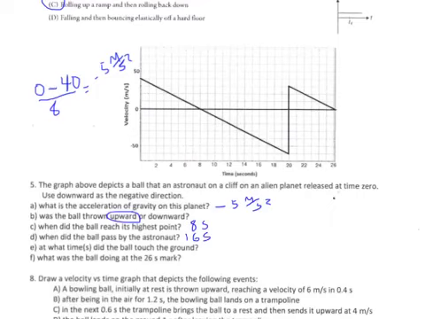At what time did the ball reach the ground? Well, it reaches the ground here, where it changes from having a negative velocity to suddenly having a positive velocity as it bounces upwards. So it touched the ground at time 20.